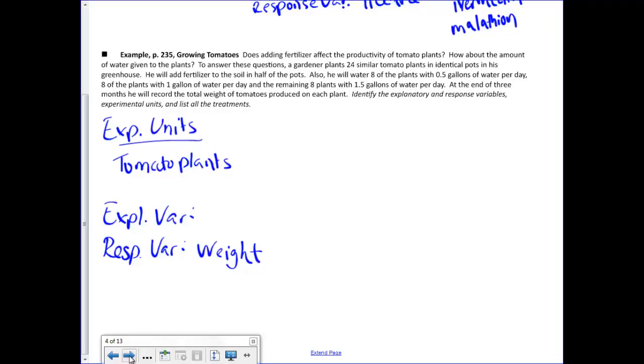And what's the different things going on that's going to determine those weights? How much water you give them and whether they get fertilizer or not. Yep. So the water and the fertilizer. So in this case, there's 2 explanatory variables that we're talking about. And lastly, our treatments.